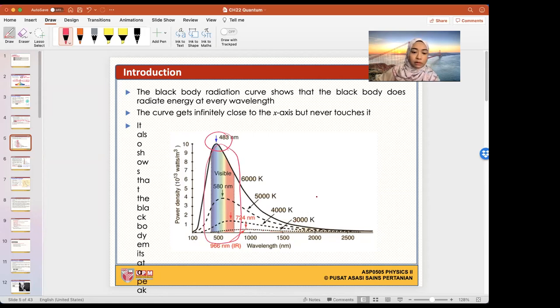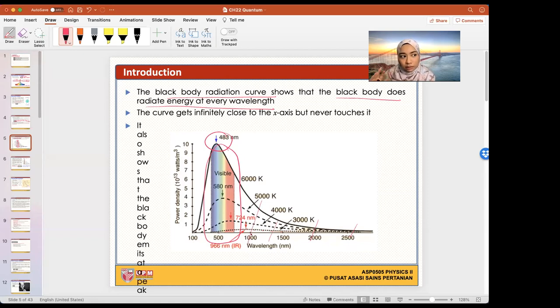So what was the point of this experiment? It was an experiment to show that the black body radiation curve shows that the black body does radiate energy at every wavelength. Even though it has a peak at this region, actually at all wavelengths, it has some type of energy that it radiates. Here it has, here it has, here it has, here it has.